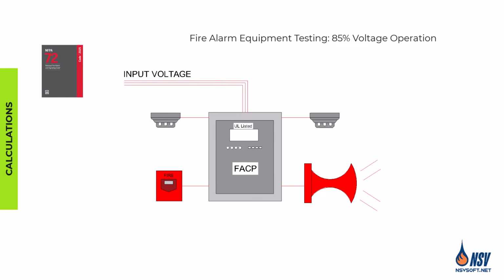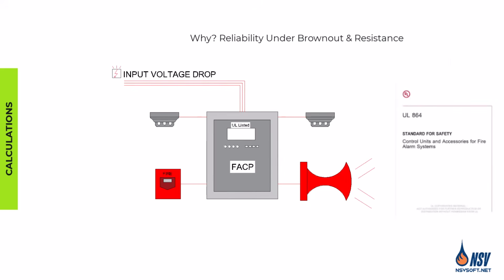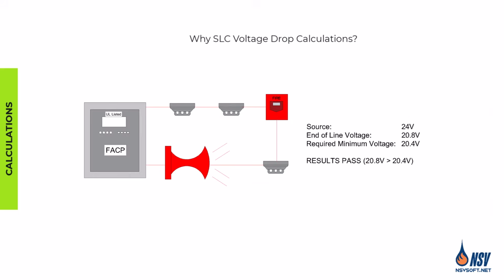Fire alarm equipment listed to the standards of the National Fire Protection Association and Underwriters Laboratories (UL) is tested to determine if it can operate properly at 85% of the rated nameplate voltage. This limit was set in place to make sure the circuit can deal with a brownout condition or a possible voltage drop, which might result from excessive resistance in the system wiring. Signaling line circuit voltage drop calculation confirms that the minimum required voltage reaches the last device on the power loop, even under worst-case load conditions.